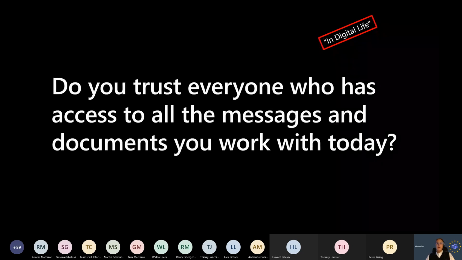Do you trust everyone who has access to all the messages and documents you work with today? Perhaps, but I don't think you do. You are probably not even completely sure of exactly which people and systems have access to the information you work with.